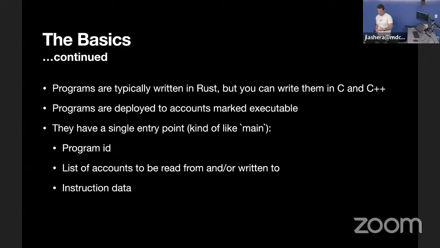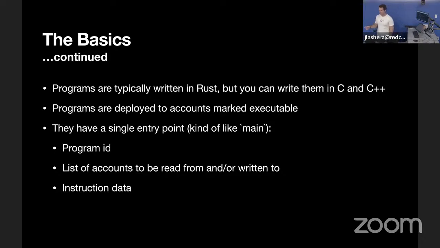Programs are typically written in Rust. You can write them in C and C++, but that's not quite as common. Rust is a little bit more modern and something that most people are using nowadays. Programs are deployed to accounts on the Solana network. Yesterday we talked about how Solana accounts are kind of like the file system of Solana. So you can treat accounts as files and store data in them. The only difference about a program account is that the account is marked as executable. Okay, so it's an account that stores code that can be run when you submit a transaction to that program.